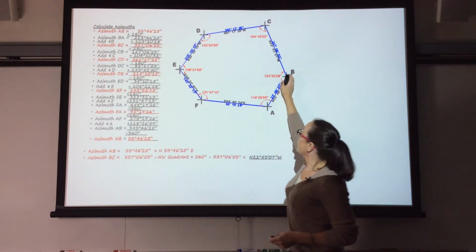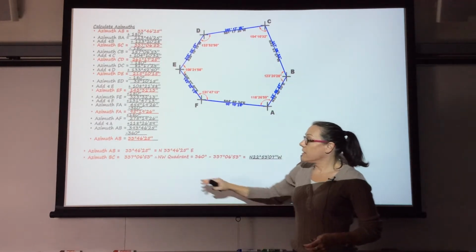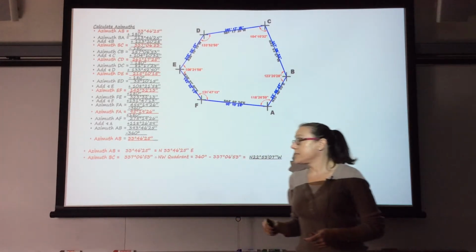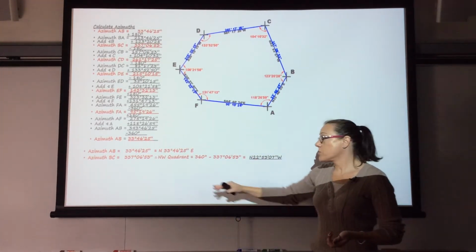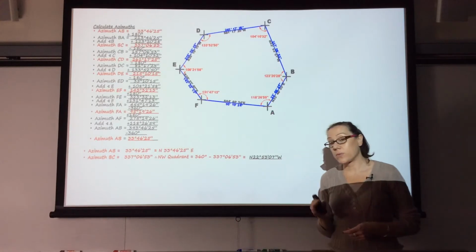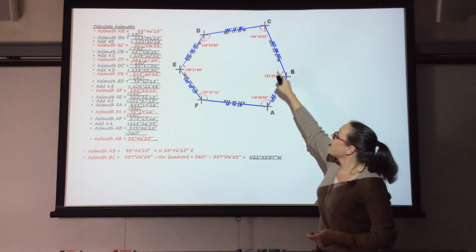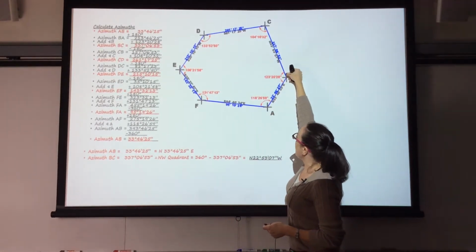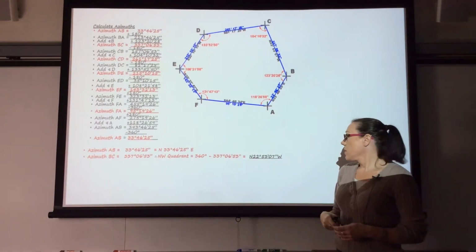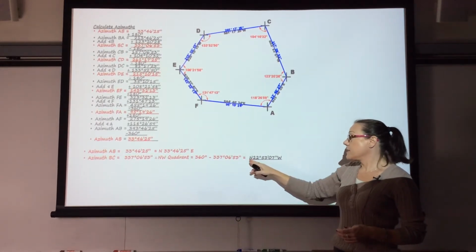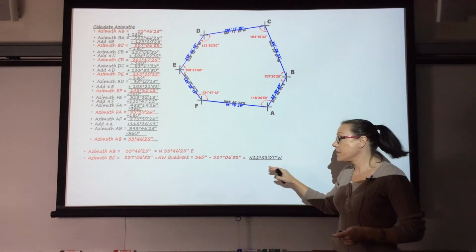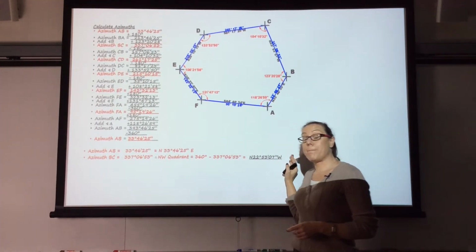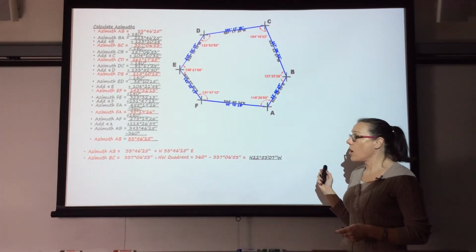So my azimuth from B to C is 337, so that tells me I'm in the fourth quadrant, or the northwest quadrant, and I have to take 360 minus the azimuth. And I can see that this little angle here is 22 degrees, 53 minutes, and 7 seconds, but it's going northwest. Always remember, a bearing always has to have those letters on it.